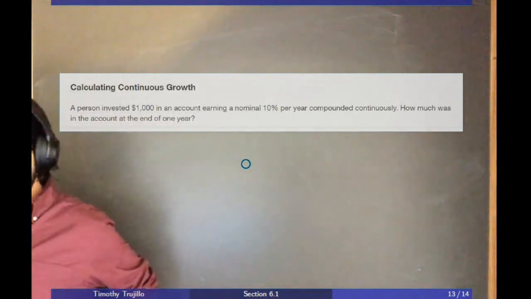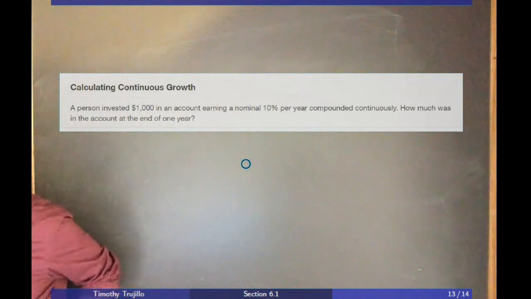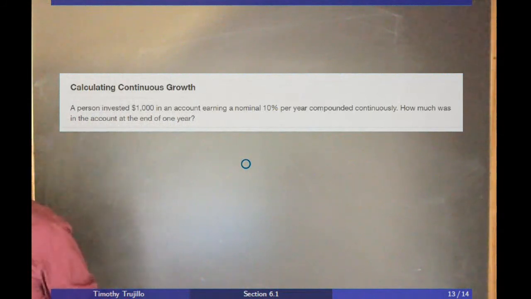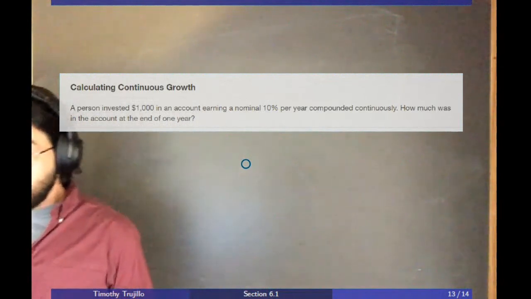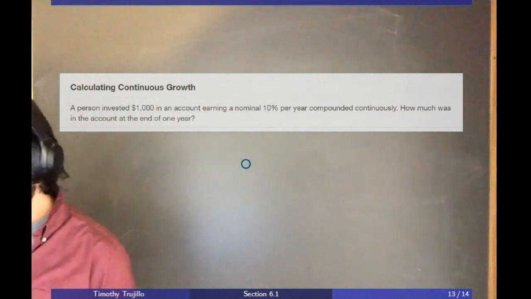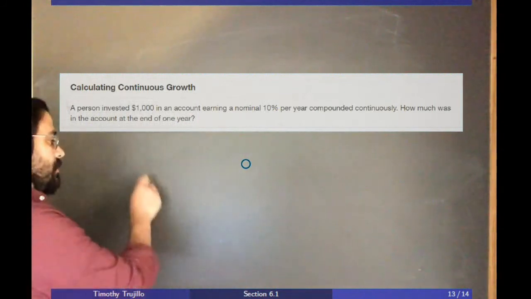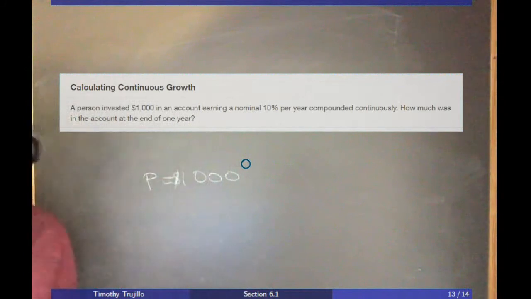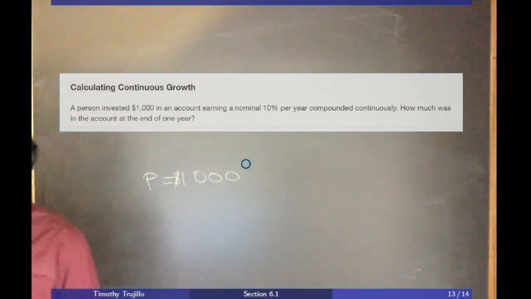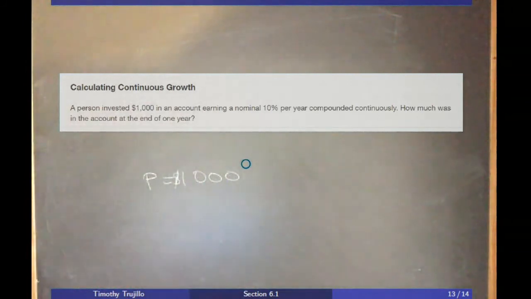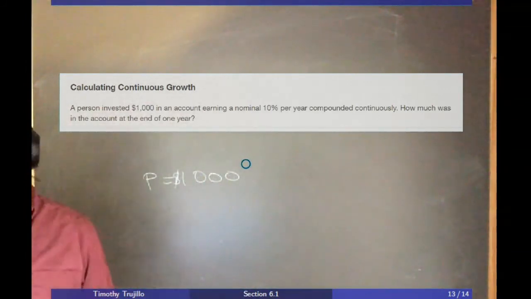So let's just look at a quick example of continuous growth and how we would write down a formula. Here we're looking at a case when a person invests $1,000. So the principal is $1,000. That's the initial amount that they're investing, and they're putting it into an account, maybe a bank account. This bank account is paying lots of interest. In this case, it's paying 10% interest per year.